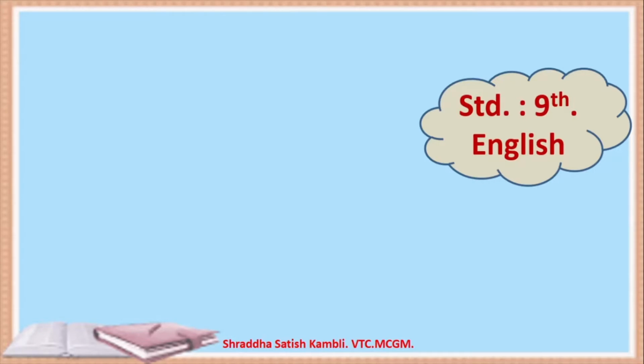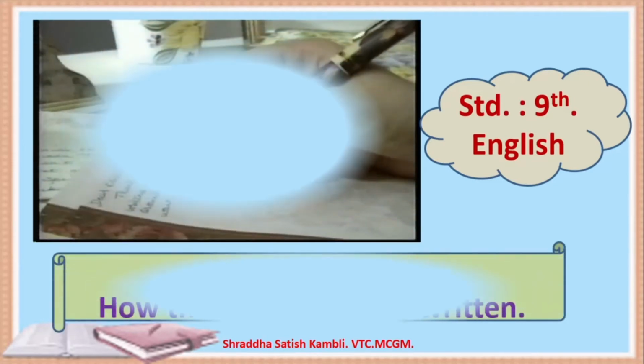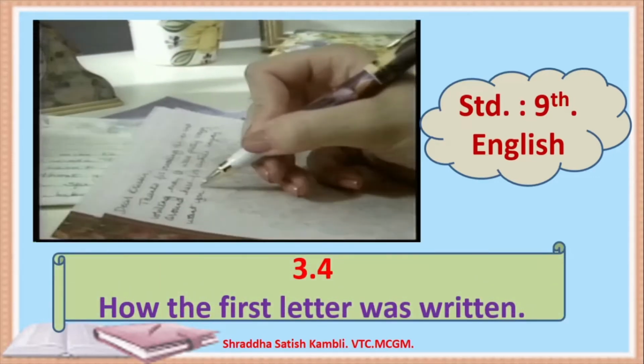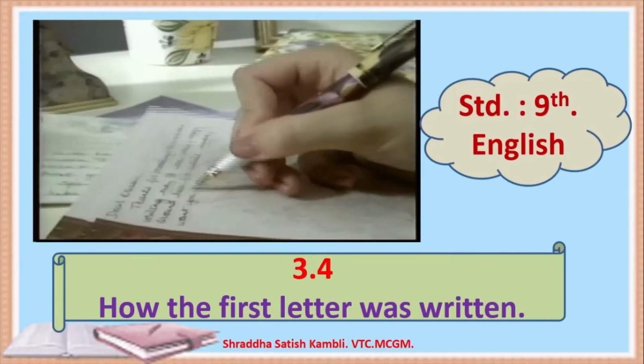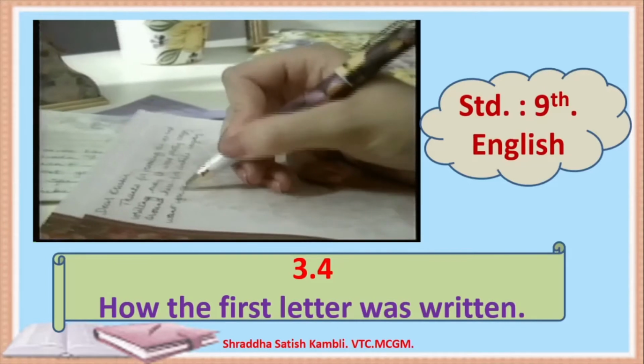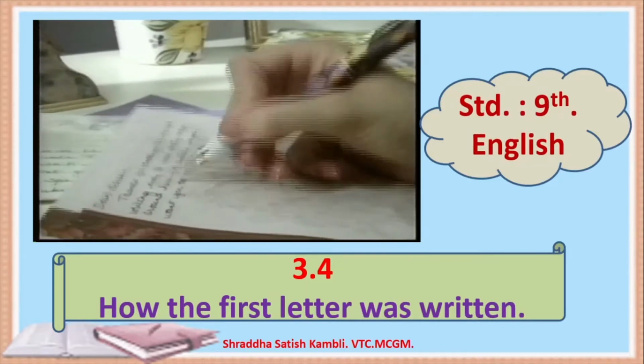But this will not be a new lesson, children. It will be the lesson that we started doing last time. So remember, what was the lesson that we started doing last time? It was lesson number 3.4. And the name of the lesson was How the First Letter Was Written.